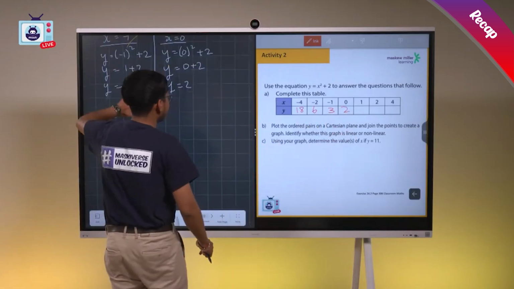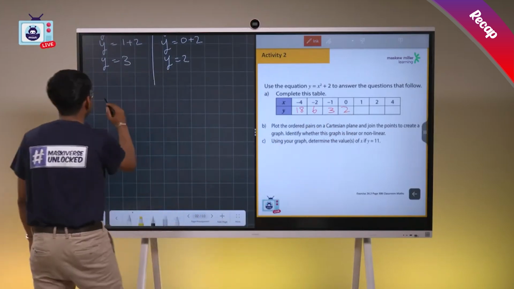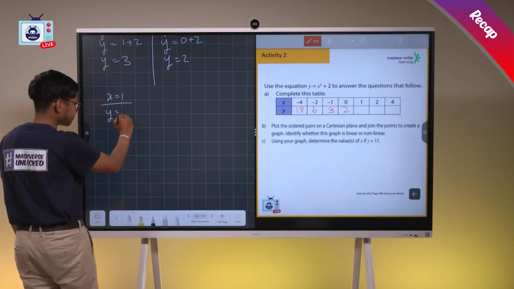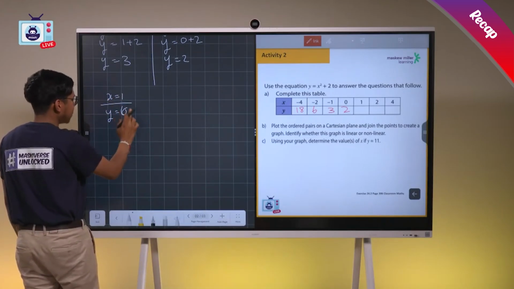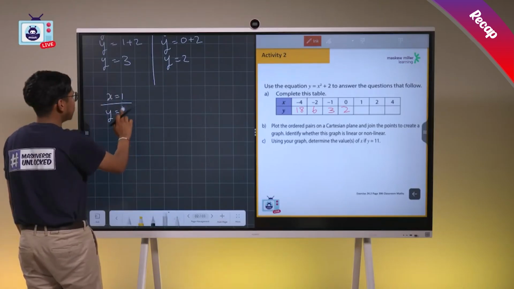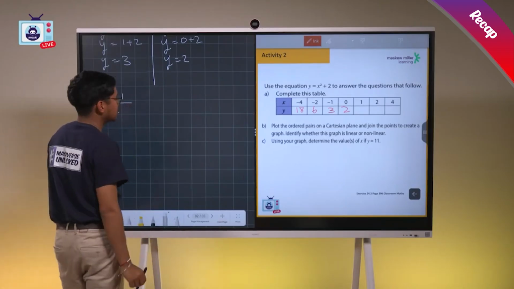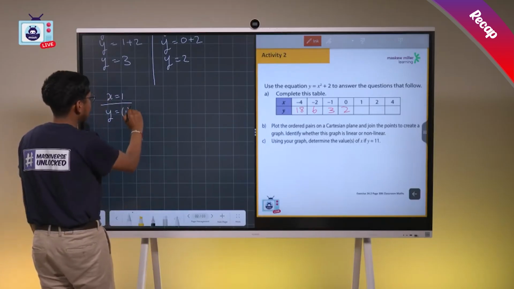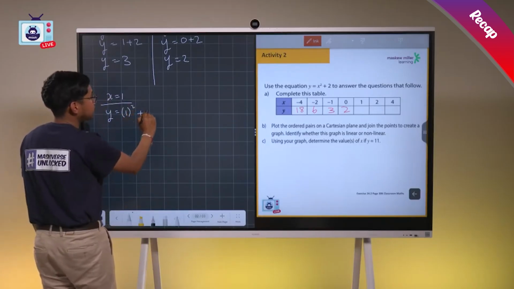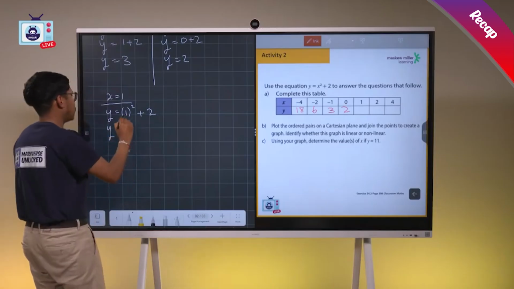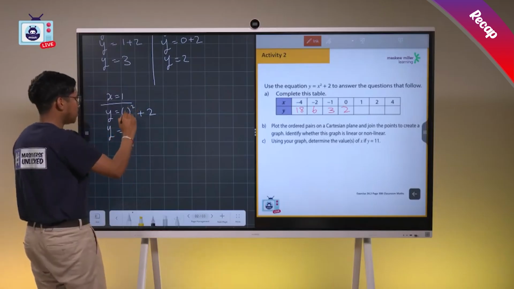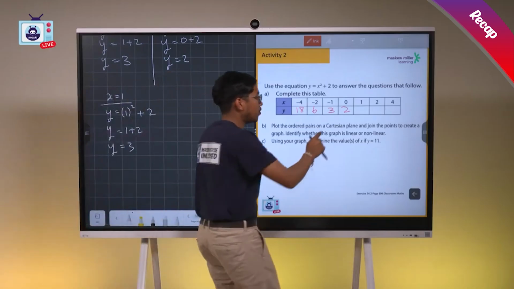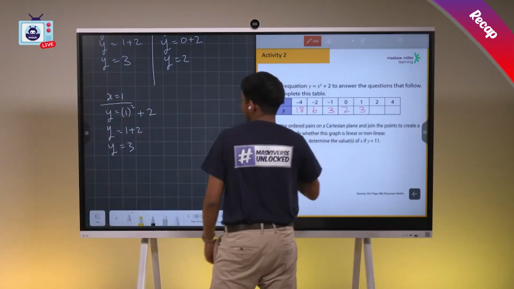My next input value is 1. So when x is 1, y will be equal to 1 squared plus 2. I don't need brackets now really, because I'm dealing with positive numbers, but it's still very good practice to use brackets. So I'm going to keep my brackets there for consistency. 1 squared means 1 times 1. So 1 plus 2 is 3. So my input value of 1, my output value is 3.